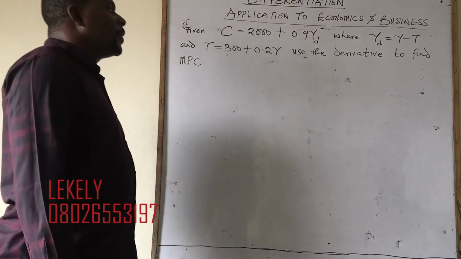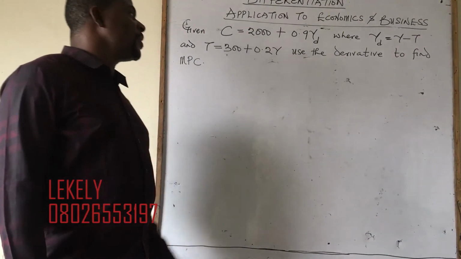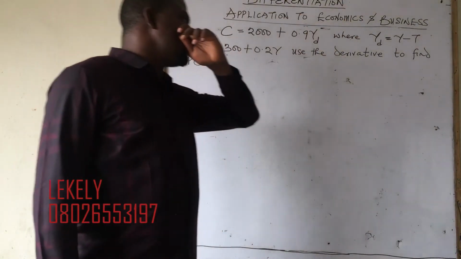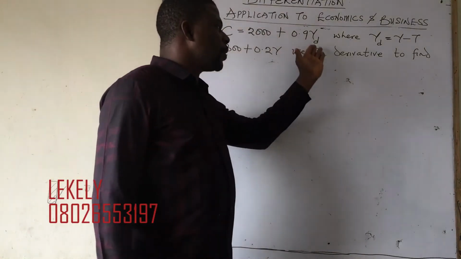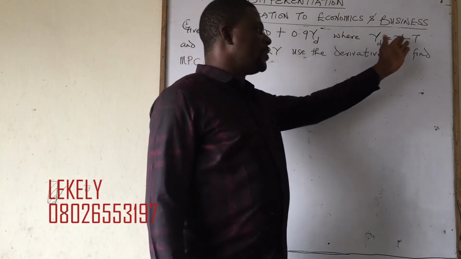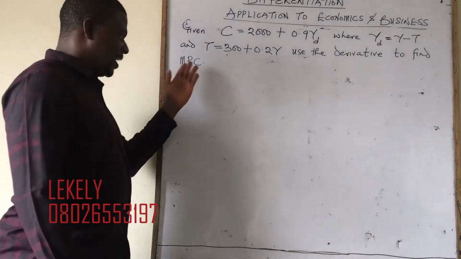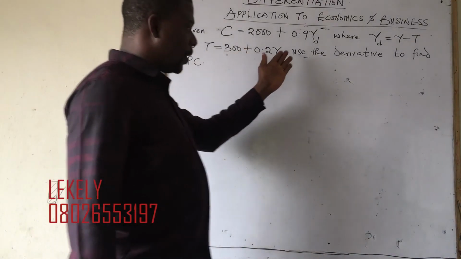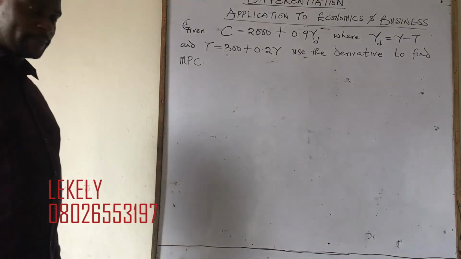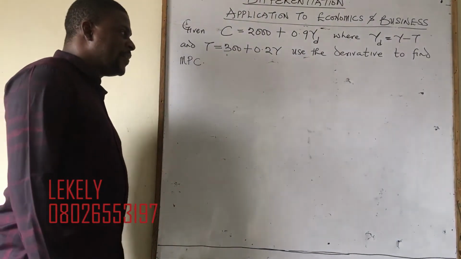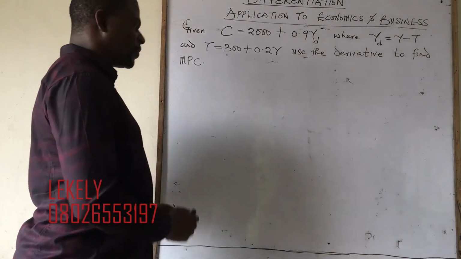Okay, good day everyone. Still on application to economics and business. Look at this question. Given that C equals 2000 plus 0.9 YD, where YD equals Y minus T, and T is 300 plus 0.2 Y, use the derivative to find MPC. You see that? Use the derivative to find MPC.